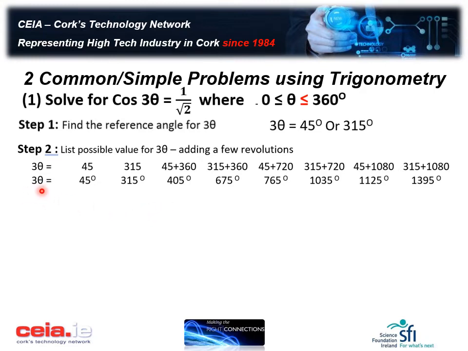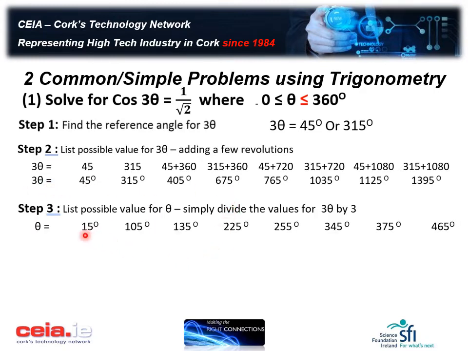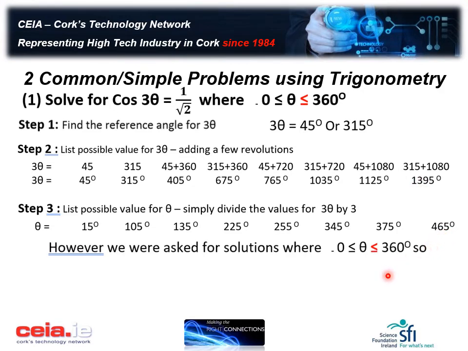Now we have solutions for 3 theta. Step 3 is simply to find solutions for theta. So if 3 theta is 45 degrees, theta is 15 degrees, simply dividing each of these by 3. 405 divided by 3 is 135. 675 divided by 3 is 225, and so on. We went on for each of these solutions of 3 theta to give us a solution for theta. Not quite there yet.